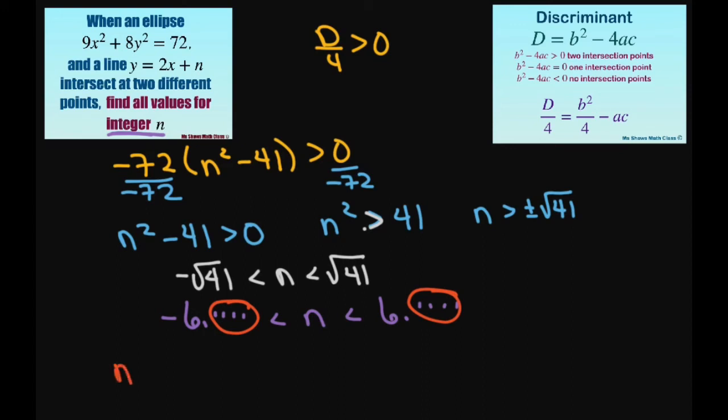Therefore our n is going to start at negative 6, and then go to negative 5, negative 4, and so on, and then we're going to have 5, 6. So basically we have 13 integers.